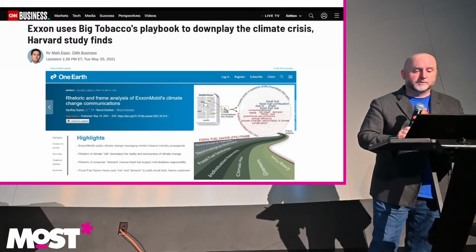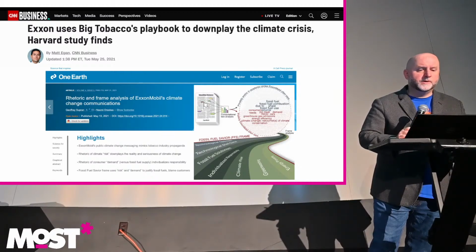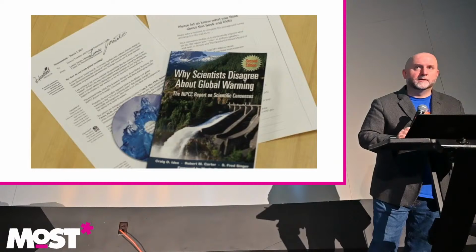The highlights: ExxonMobil's public climate change messaging mimics tobacco industry propaganda. That's pretty clear. And if you look at the data from this, which you're welcome to do, it's very clear that that is the case. And it's no wonder, because when you look at what's going to teachers, this curriculum packet was actually sent around to high school teachers. They didn't ask for it. It was just sent to them, with a title, Why Scientists Disagree About Global Warming, with a whole set of things and images and videos to show students, and the feedback form, let us know what you think about this. And guess who it came from?